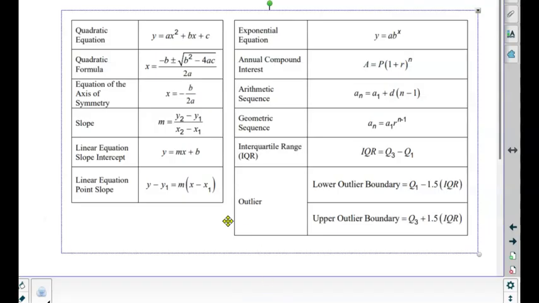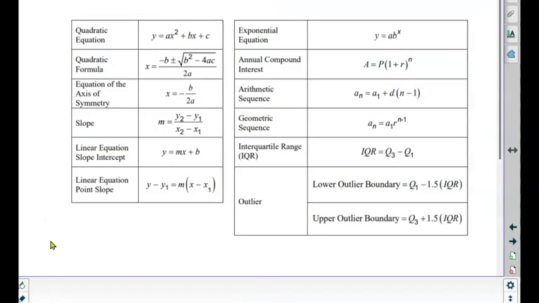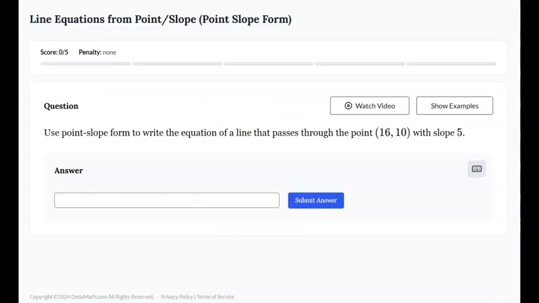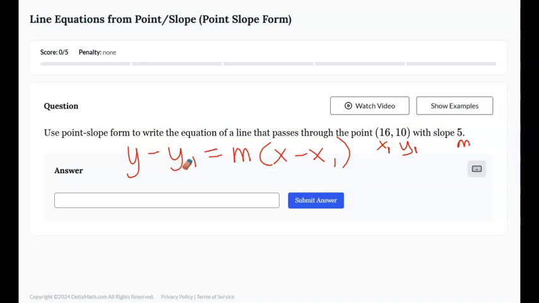The point-slope formula is one of the equations on your reference sheet. You can see here at the bottom that the formula is given to you, and all you need to do is replace a point and a slope in those exact positions. So knowing that we have the point 16, 10, these will be our x1 and y1 coordinates, and 5 is our slope. So once we copy the point-slope formula, we simply erase and replace the appropriate variable.